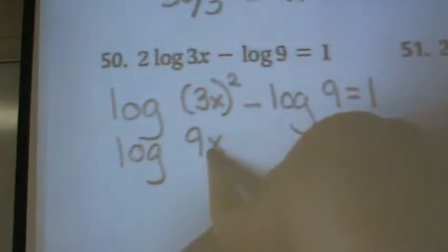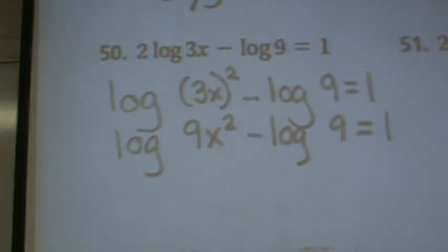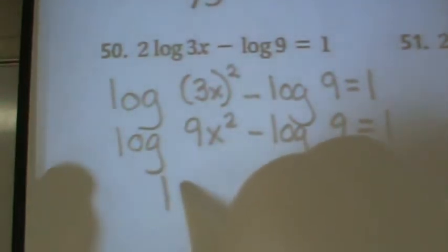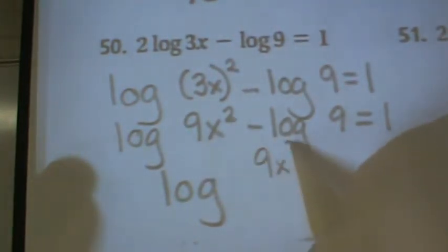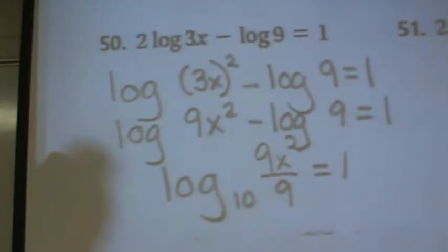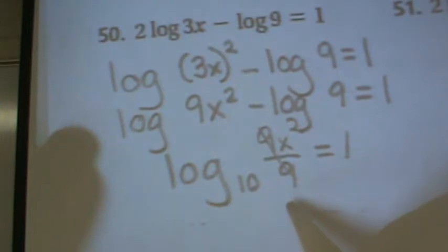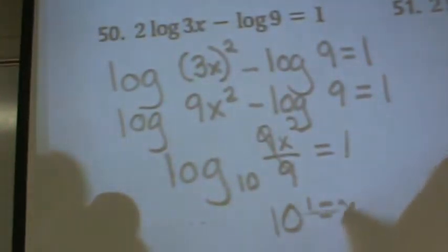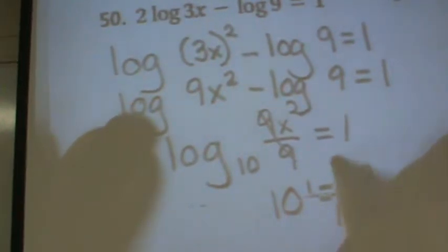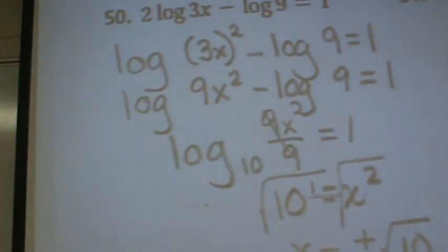You guys are really building a lot of knowledge here. You don't realize it, but you are. Okay, next, let's condense it. Log of 9x squared over 9, base 10, equals 1. You can divide 9 by 9 and just get x squared. Good job, the 9s cancel. So then you get 10 to the first power equals x squared. Then just take the square root. And what do you get? Plus or minus the square root of 10. The negative answer you're going to throw out, because it's not going to work. Just leave it as the square root of 10, you don't have to write it as a decimal.